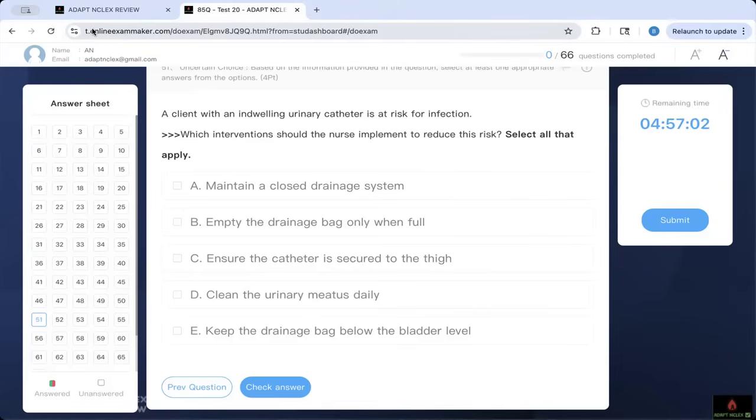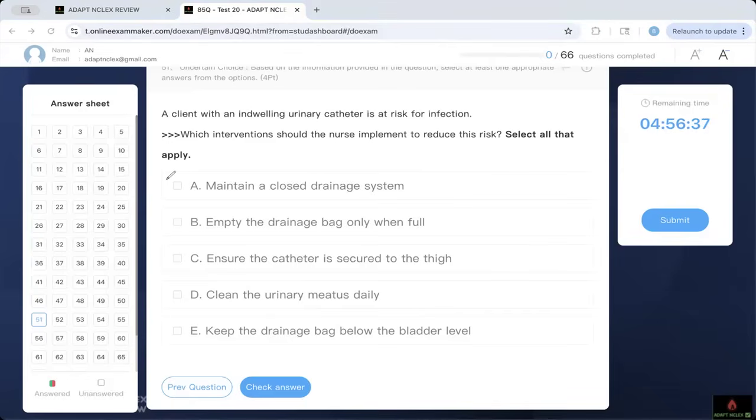Select all that apply. Maintain a closed draining system. Empty the drainage bag only when full. Ensure the catheter is secured to the thigh. Clean the urinary meatus daily. Keep the drainage bag below the bladder. What are the things you do to prevent infection? These are clinical skills, fundamentals you usually do. Bring it to this question, but don't bring anything that is not asked.